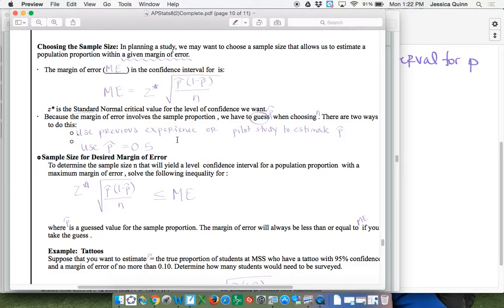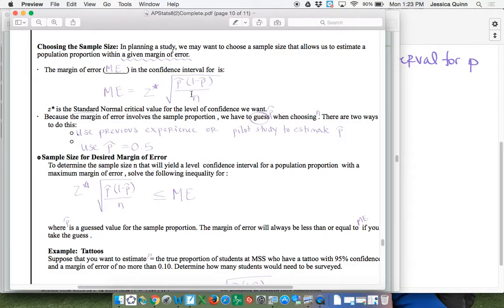So one thing you could do for your p-hat is you could use previous experience. Like, let's say that we've known in the past a certain proportion of seniors have gone to the prom. We could use that value to estimate the sample size that we should choose. Or we could do a pilot study to estimate p-hat. So not do a full-blown simple random sample, but somehow gather some information and get an estimate for p-hat.